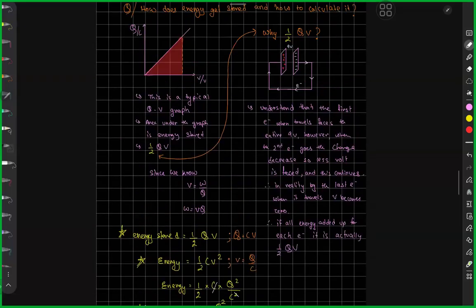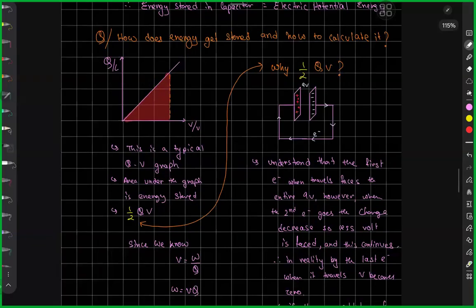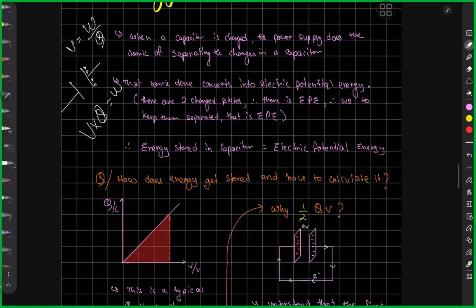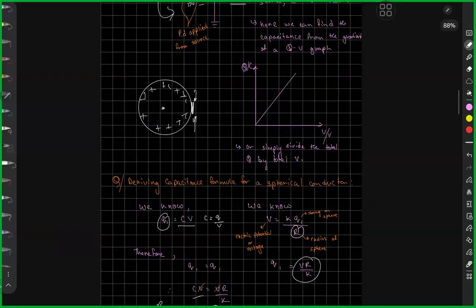where do I have a diagram? Do I have a diagram? Okay. So I can explain two ways. One is this, which you can read out. But the other way, I can go back to the previous diagram.